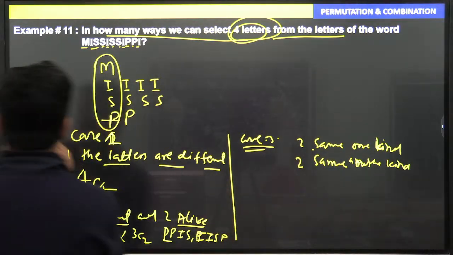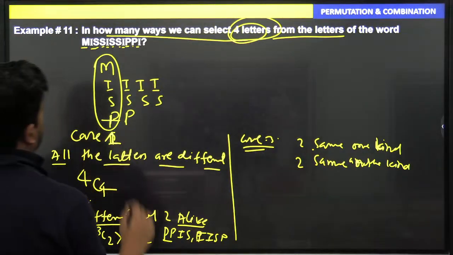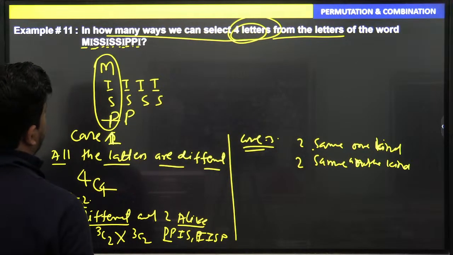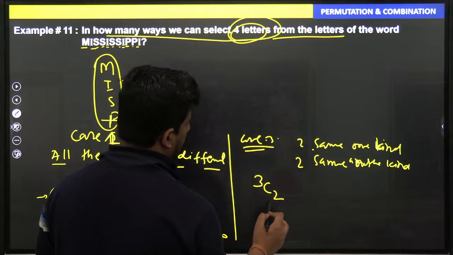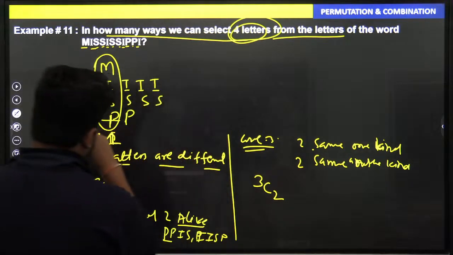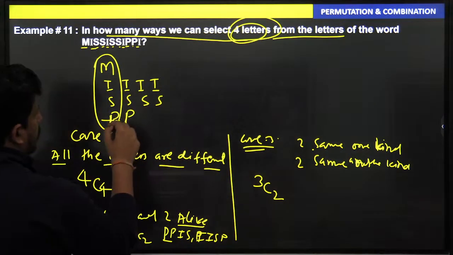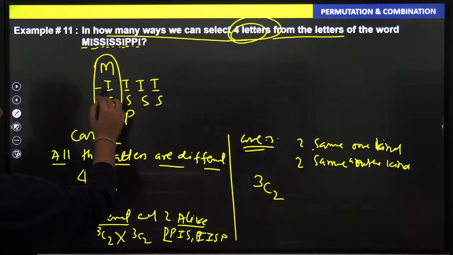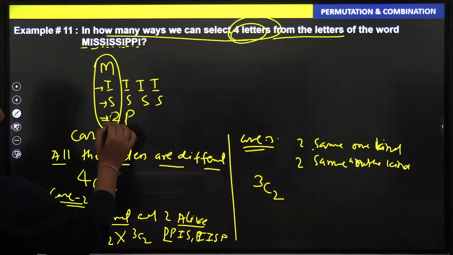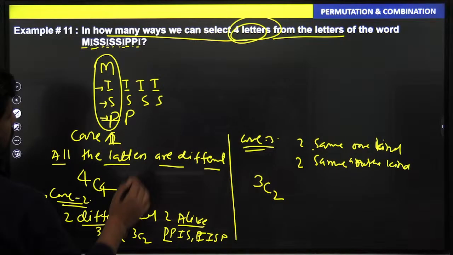So here how many ways can we select? 3C2, because yes, 3C2 we are selecting in this, provided these 3, out of which we select what?